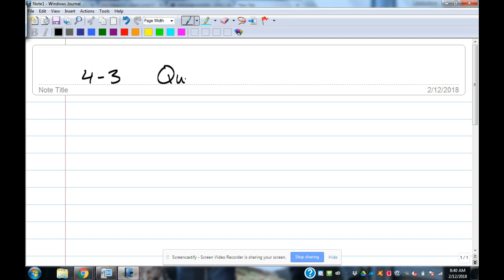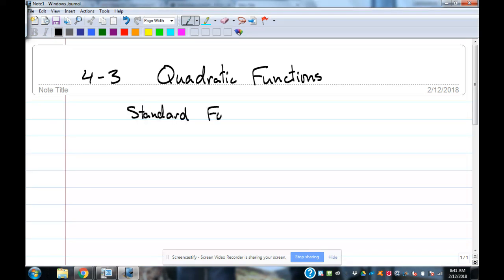And begin our work on quadratic functions. All right, so there's 3 different forms we're going to talk about with quadratic functions today. You're most familiar with the standard form. That's the one you work with the most.